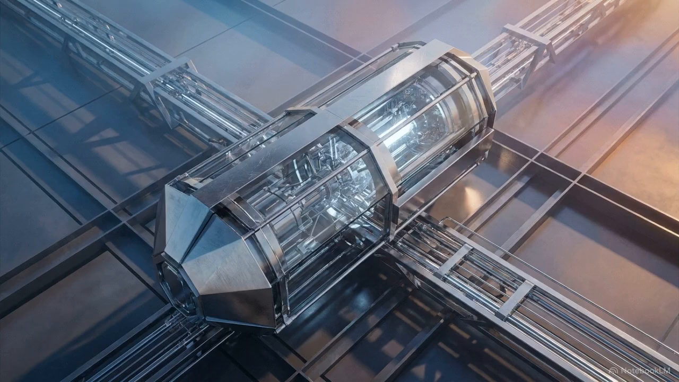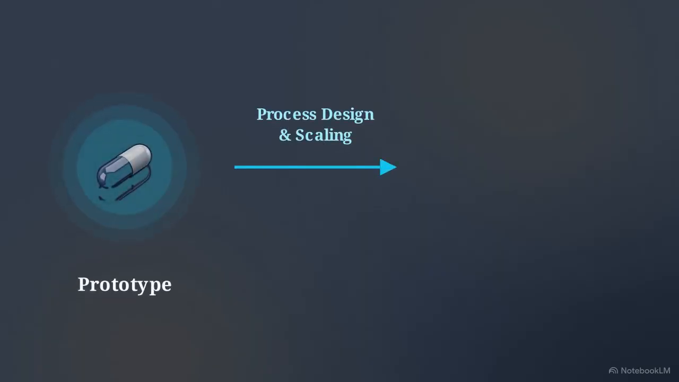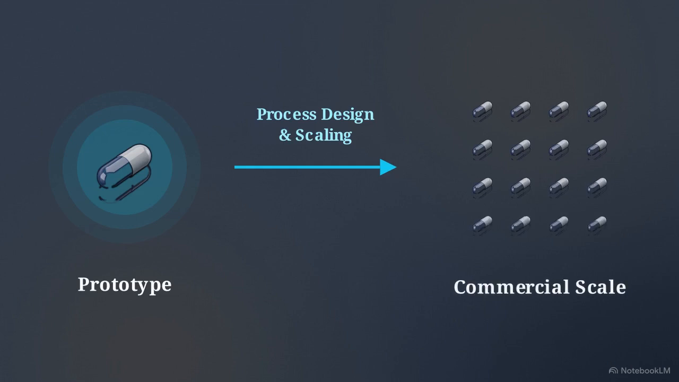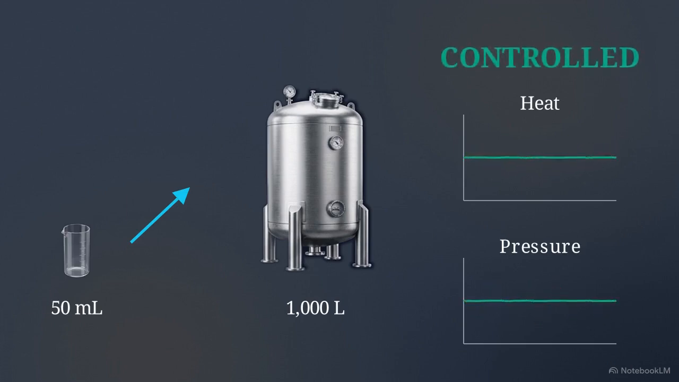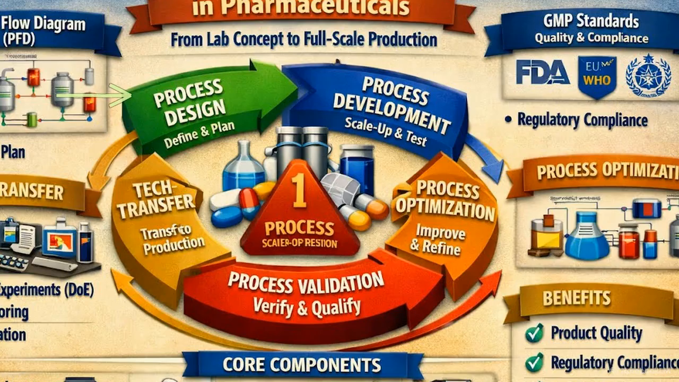Process design and development provides the technical framework that ensures a medicine is safe, efficient, and consistently reproducible at any volume. Moving from a beaker to a 1,000-liter tank introduces physical variables that can compromise the product without a structured, highly controlled approach. The life cycle begins with process design.